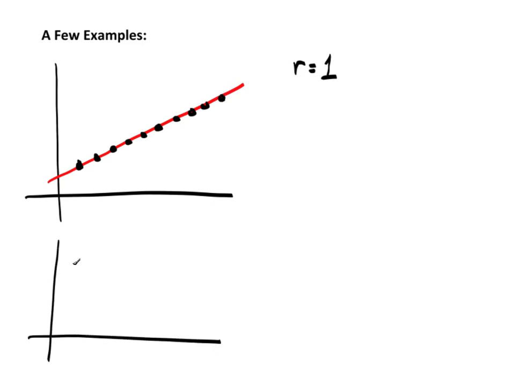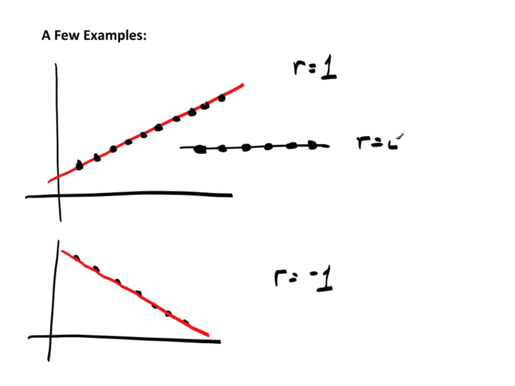Likewise, if it was perfectly aligned with a negative trend, put a line through it, this would have a correlation of r equals -1. So +1 is perfectly positively aligned, and -1 is perfectly negatively aligned. The angle here is not important other than it cannot be horizontal. If the data was perfectly aligned horizontally, that would mean that r equals 0.